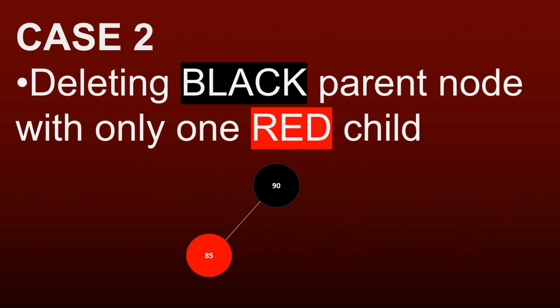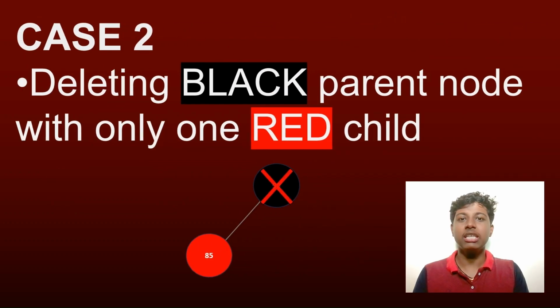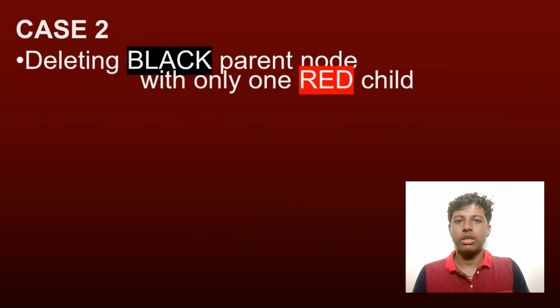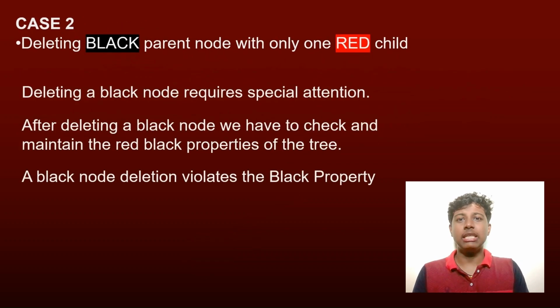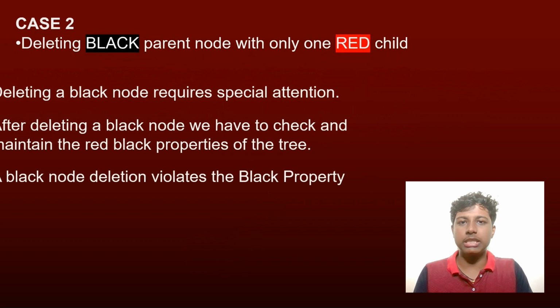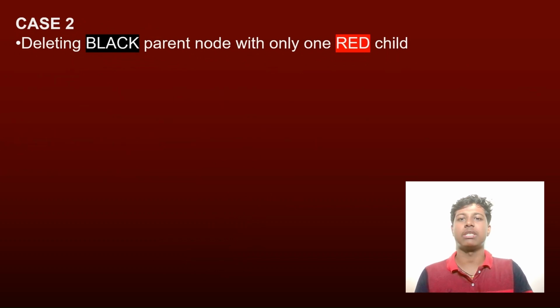Now let us look at case 2, where we are deleting a black parent node with only one red child. As I told earlier, this deletion requires special attention because deleting a black node actually decreases the number of black nodes in that path, which is not good. It does not follow the property of a red black tree. So we have to do some changes. We'll look at those changes in the later steps.